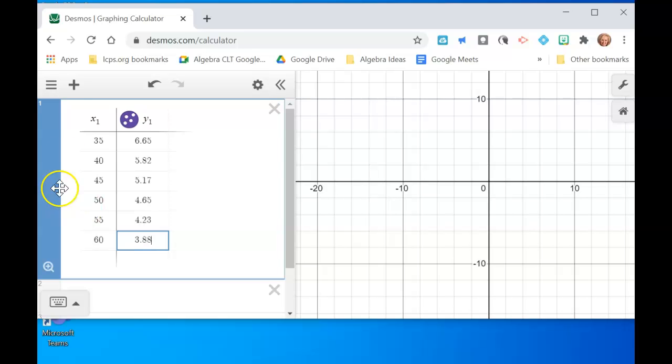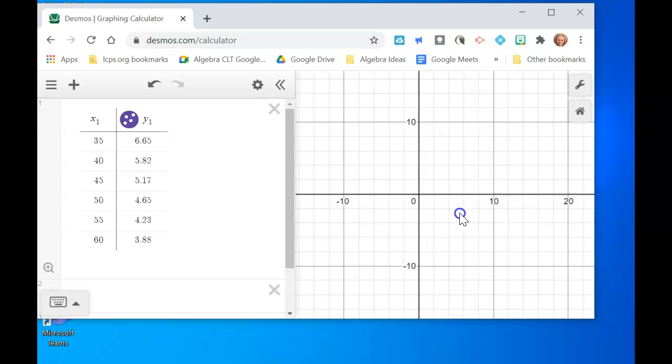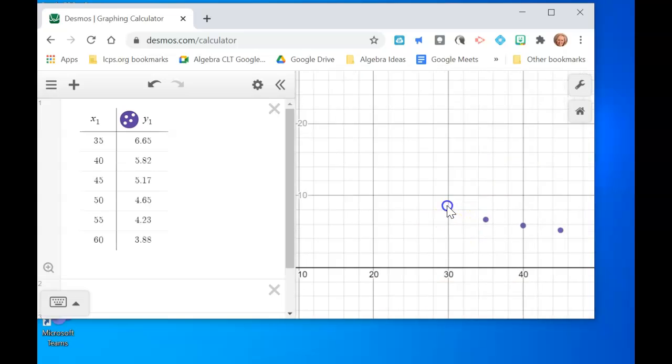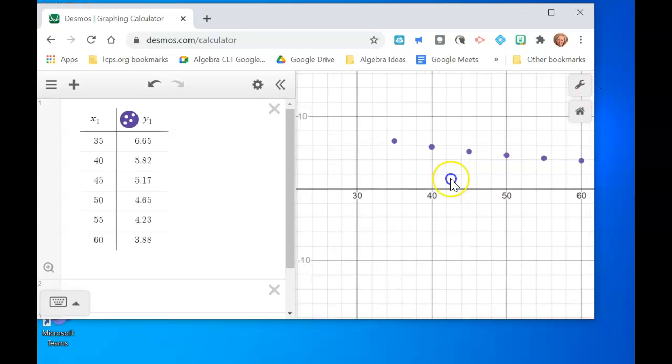The headers say X1 and Y1, and each one of these values is actually an ordered pair. If I scroll out a little bit, you can actually see them. Notice it looks like they're going down a little, so maybe our line of best fit is going to have a negative slope, but we're not really sure. It maps them all on the graph, and you can zoom in and zoom out.